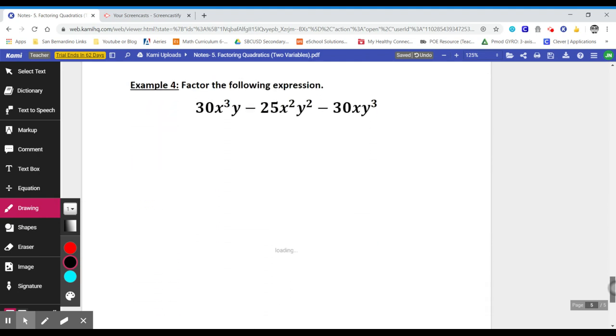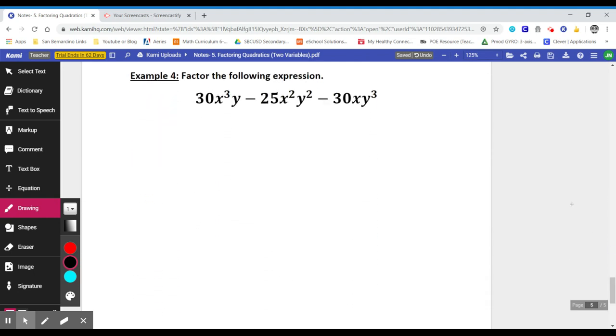Okay, so last example, example number 4. For this example, I'm going to just give it away: this is kind of like a trick question in a way, because you have to be very, very vigilant when you're factoring expressions, because sometimes you can do more than one thing at once.